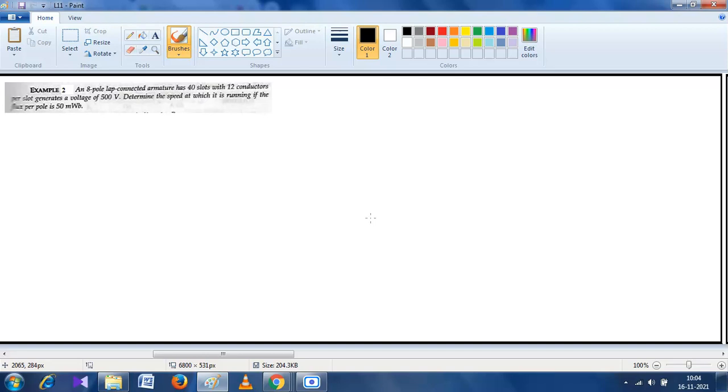So do that problem and tell me what is the answer, that means the speed of the machine. Do it. First write down which quantities are given.